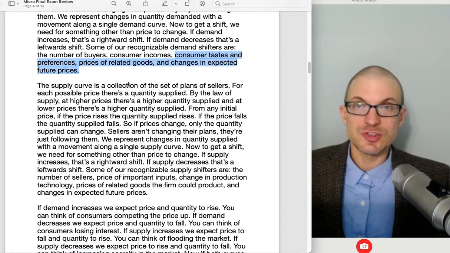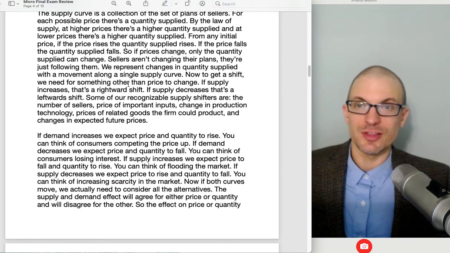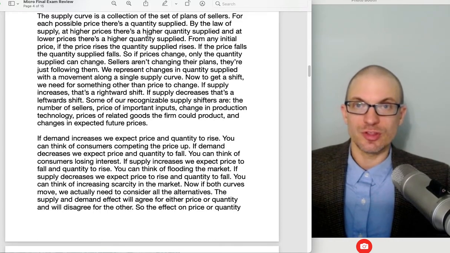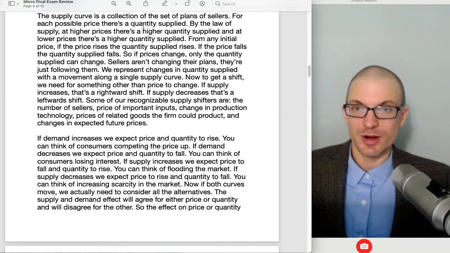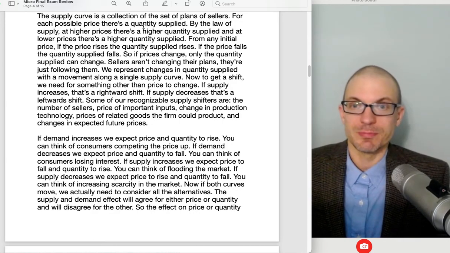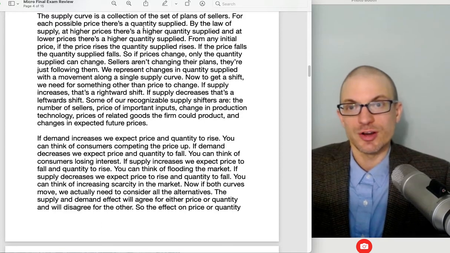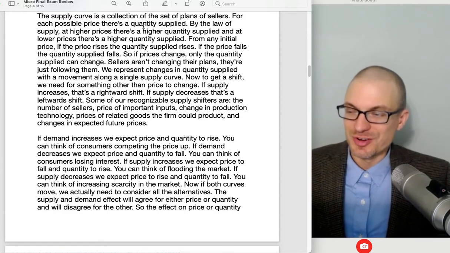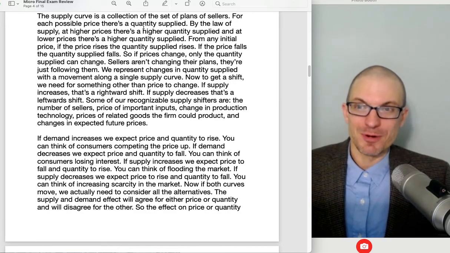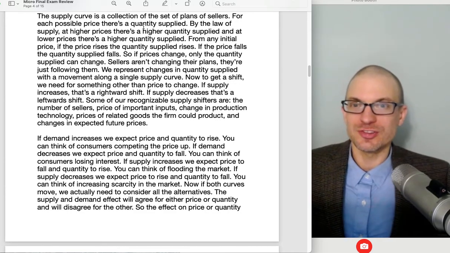And similarly, the supply curve is a collection of the set of plans of suppliers, of sellers. For each possible price, there's a different amount that sellers will bring to the market. There's a different quantity supplied. By the law of supply, at higher prices, we've got a larger quantity supplied. At lower prices, we've got a smaller quantity supplied. I always say sellers like high prices, buyers hate high prices, right? So sellers like high prices. At high prices, there's a larger quantity supplied.